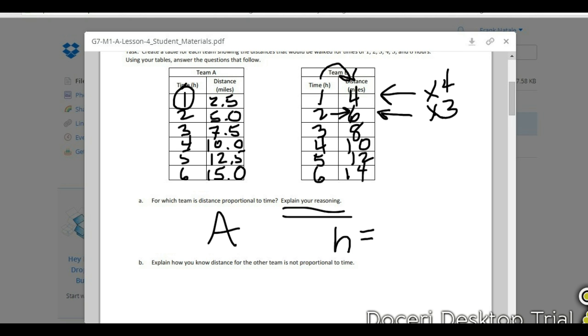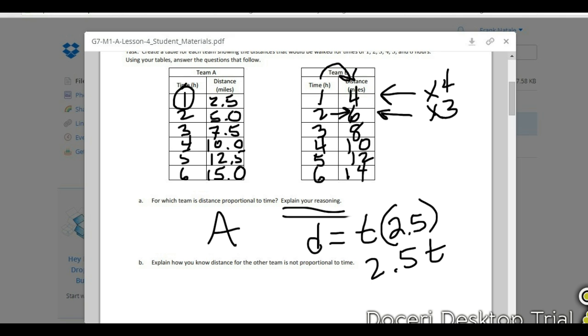Actually, we would say distance. Let's change this a little bit, because we could just say distance equals time times 2.5, or in this case 2.5t. We could say it like that. Distance equals 2.5t, and this is consistent. So therefore it is proportional.